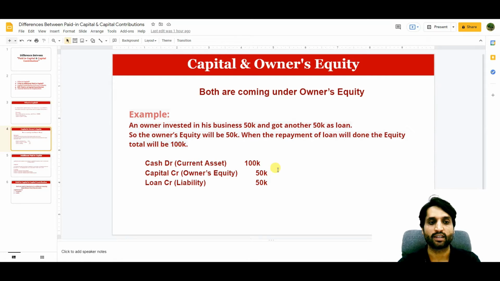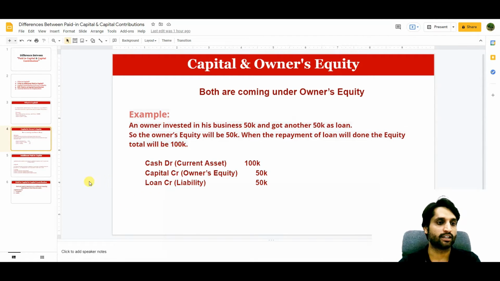Like this journal entry: the owner invested in his business 50,000 in cash, plus he received 50,000 as a loan. So 100,000 cash is coming into the business, so this is debit. The capital account under owner's equity will be 50,000 because the cash amount which he invested from his pocket is capital, and the loan which he received, 50,000, is a liability. When he makes the repayment of this liability, this 50,000 will also become capital.